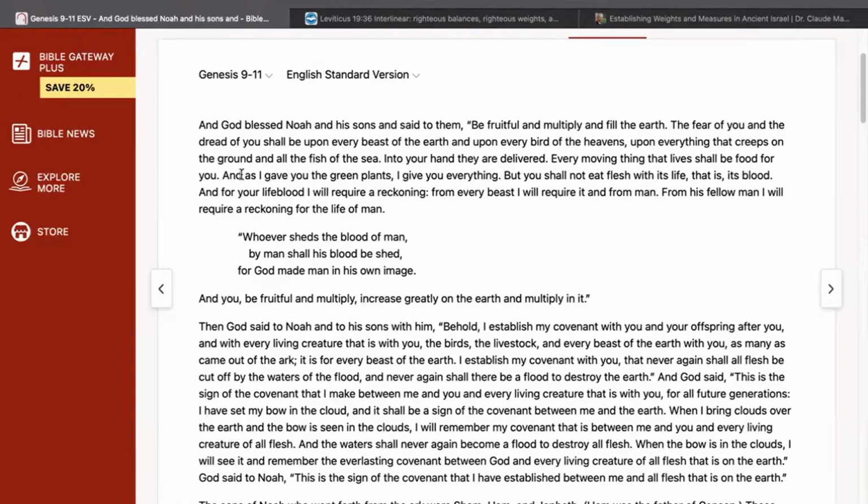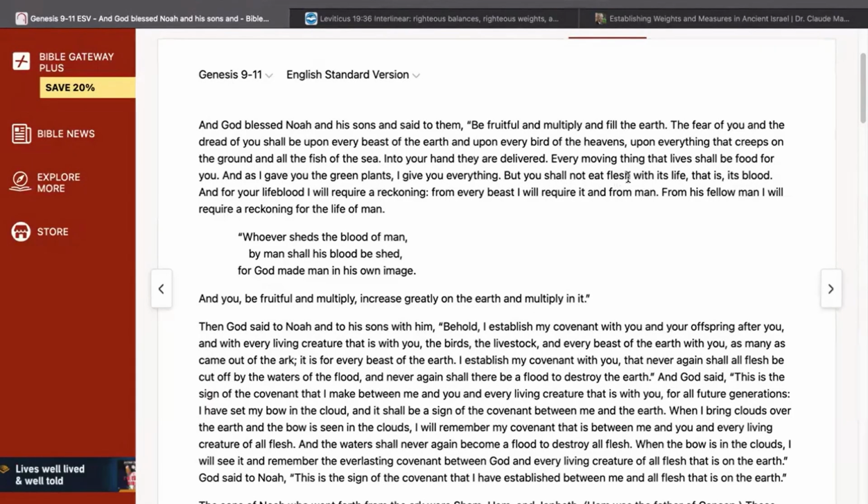All right. Genesis chapter 9. And God blessed Noah and his sons and said to them, "Be fruitful and multiply and fill the earth. The fear of you and the dread of you shall be upon every beast of the earth, and upon every bird of the heavens, upon everything that creeps on the ground, and on all the fish of the sea. Into your hand they are delivered. Every moving thing that lives shall be food for you. And as I gave you the green plants, I give you everything.